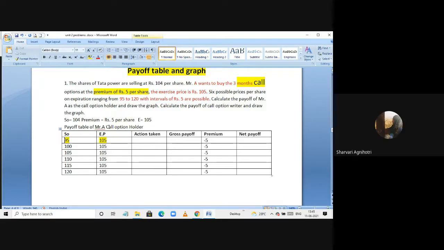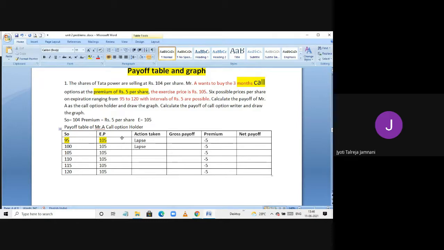He should buy at 95. 95, correct, Sharvari. So if he is buying at 95, that means he is not going to go through the option route. He'll go to the open market and buy it for 95. So we say he has lapsed the option because he didn't want to buy it at the higher price. Did you understand? Okay, let's see the next one. 100 and 105. At what price will he buy? 100 is better than 105. So again he will lapse the option.